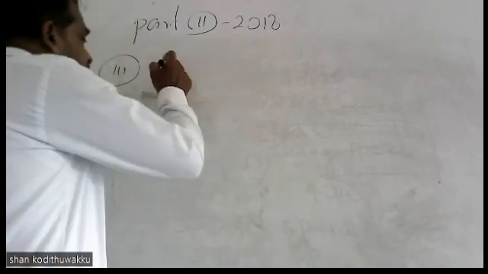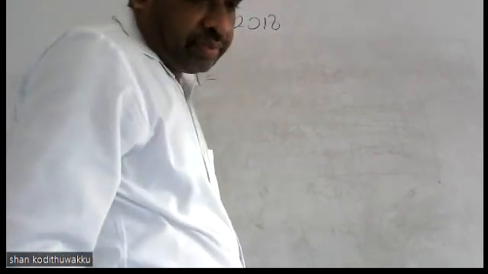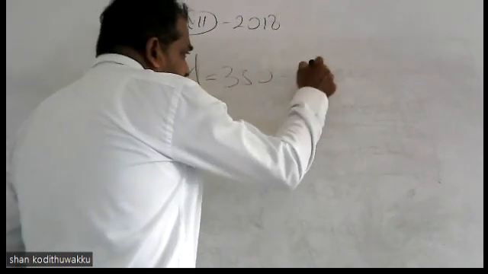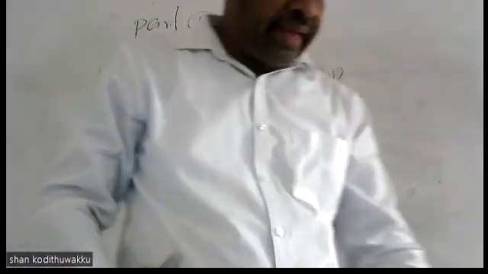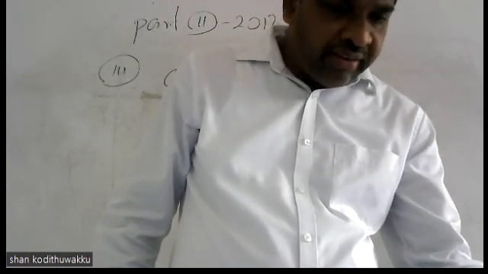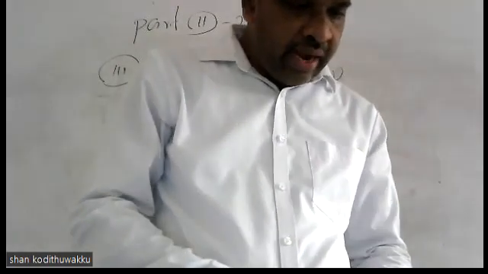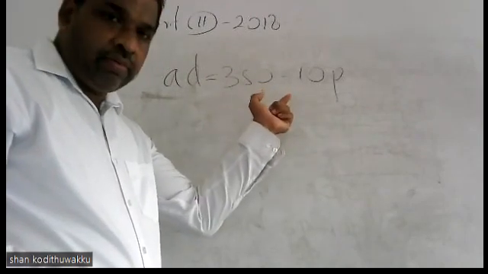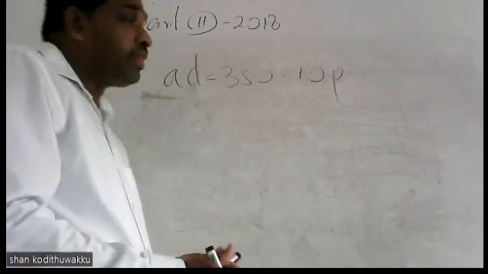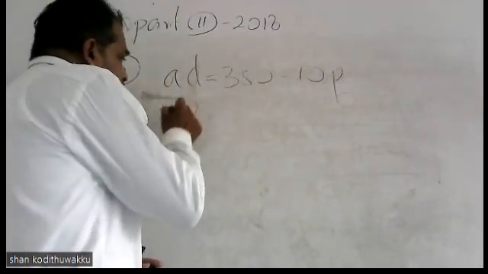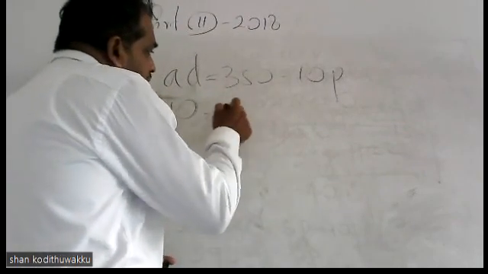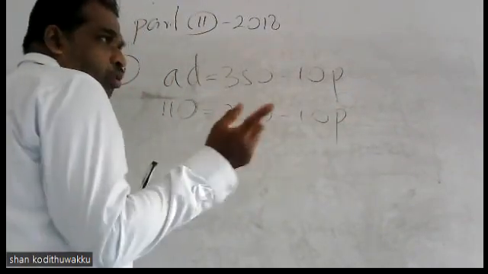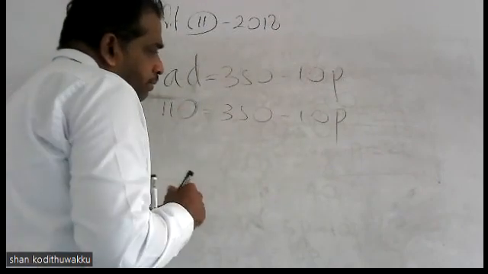Our demand equation is QD equals 350 minus 10P. This is our demand equation. To find the new price that the farmers are going to charge at the new quantity, we can apply the new quantity instead of QD. We found 110, so we can apply 110 instead of QD and try to find the new price. Then QD 110 equals 350 minus 10P.